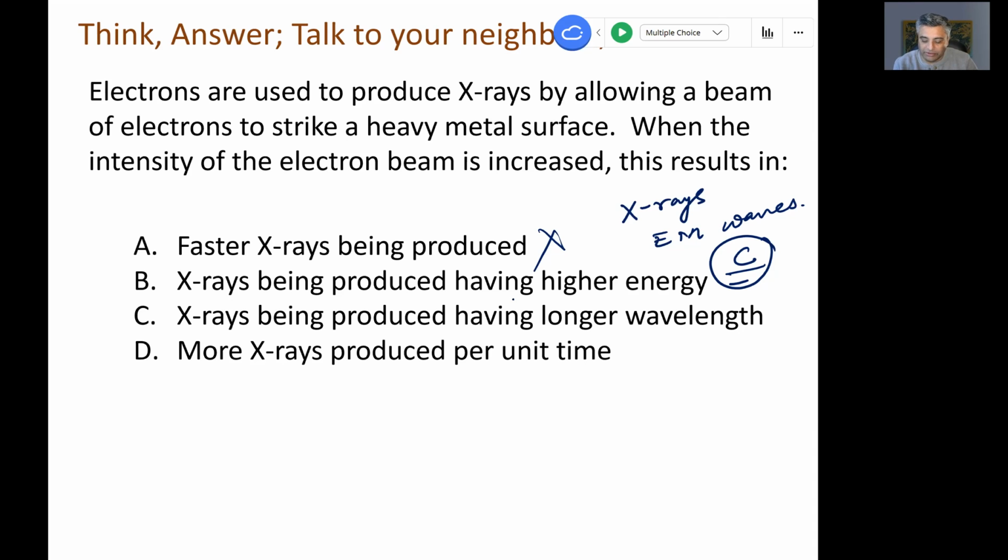X-ray is being produced having higher energy. So in this case, intensity means more photons, right? When the intensity of the electron beam is increased, in this case, this is the electron beam, that means more intense means more electrons.